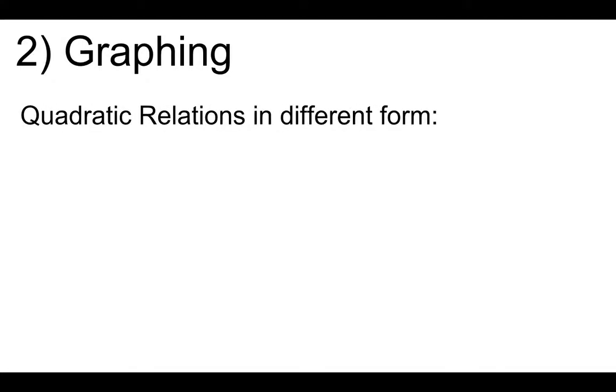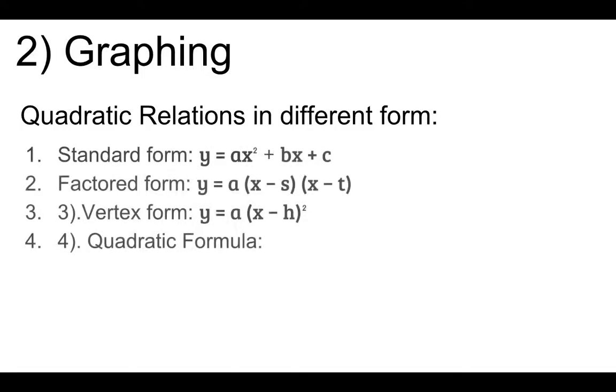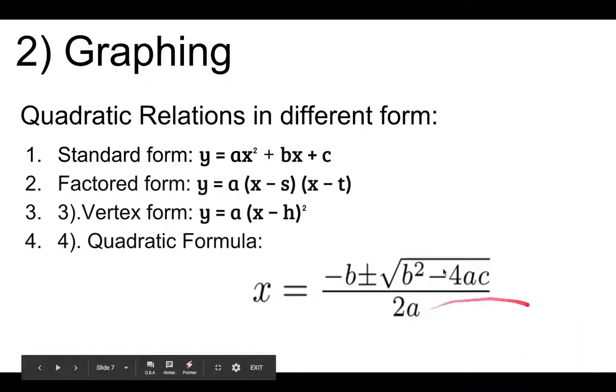So next, graphing. The quadratic relations come in different forms. 1. Standard form, 2. Factored form, 3. Vertex form, 4. Quadratic form. The quadratic form is this one.